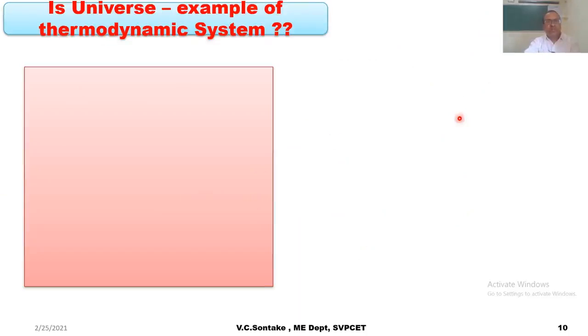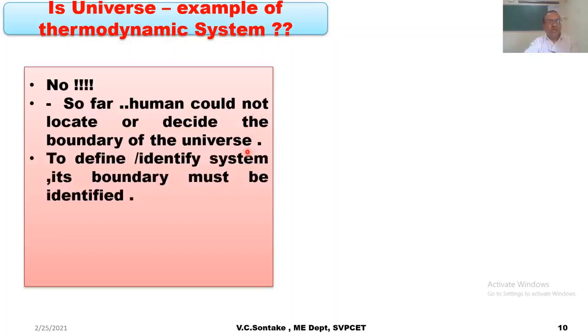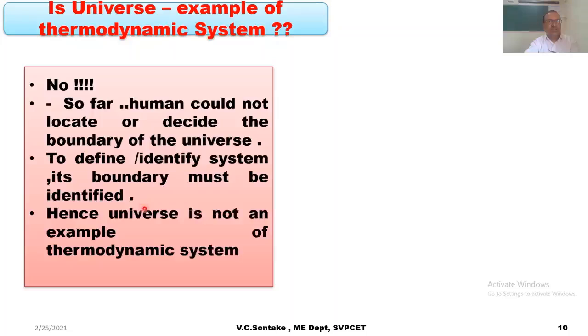Now the question comes, is universe an example of thermodynamic system? No. Our universe is not an example of thermodynamic system. Now why do I say so? So far, human could not locate or decide the boundary of the universe. And to define or identify a system, its boundary must be identified. Hence, our universe is not an example of thermodynamic system.